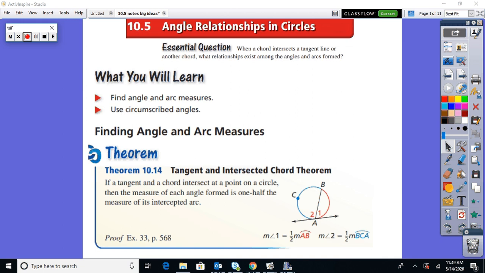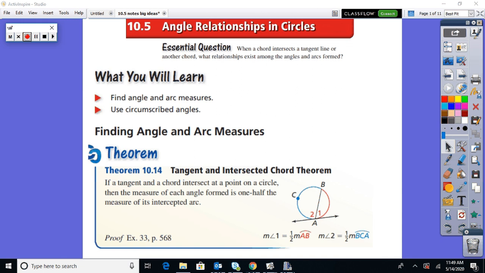All right, angle relationships in circles. More good stuff. This one plays right off of the last section. Last book actually had it all as one section, so it shouldn't be too bad. Today we're talking about chords intersecting tangent lines or other chords. What relationships exist among the angles and arcs formed? Find the angle and arc measures and use circumscribed angles.